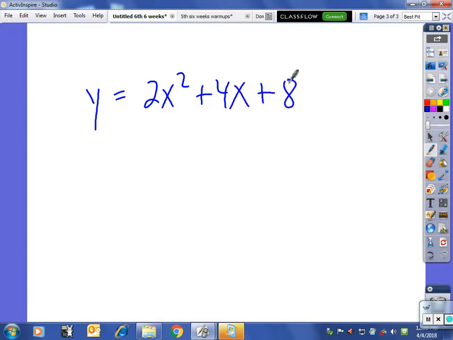Okay, I don't really remember if I did this or not, but on Monday, did I tell you guys you could reduce this? Okay, let me correct myself there. You cannot reduce this. I mean, you could divide by 2, but you'd have to divide everything by 2, including the y.